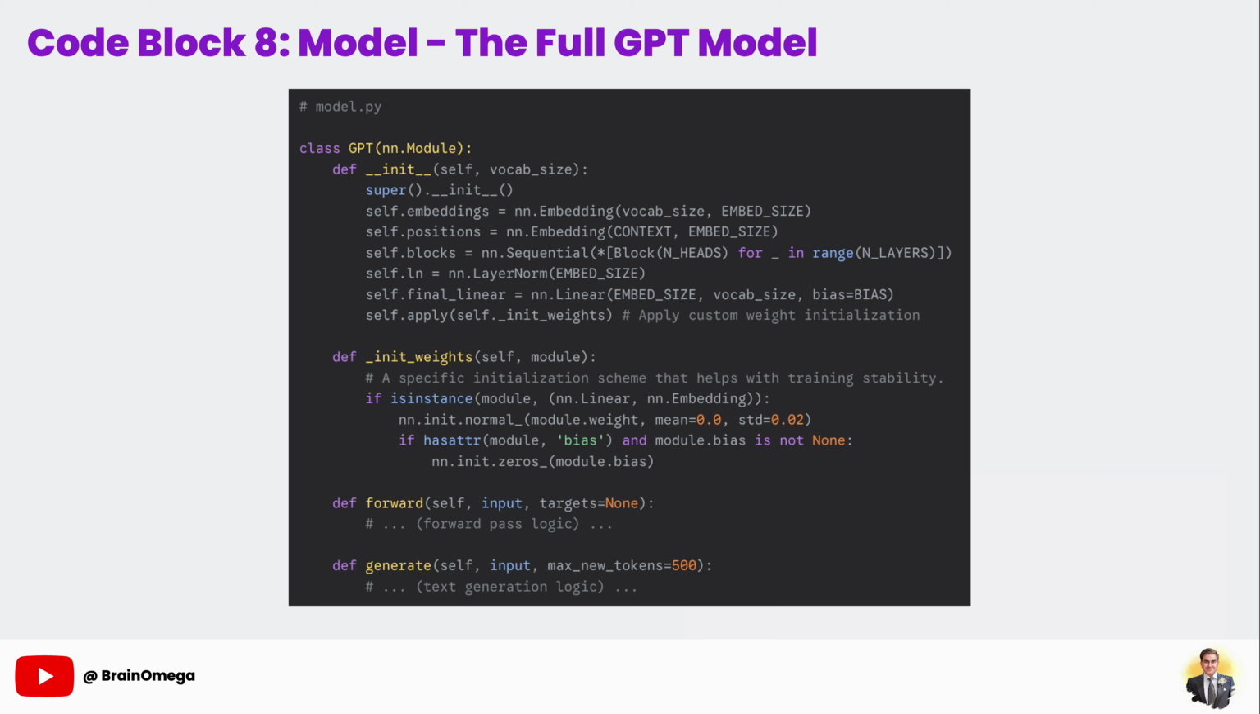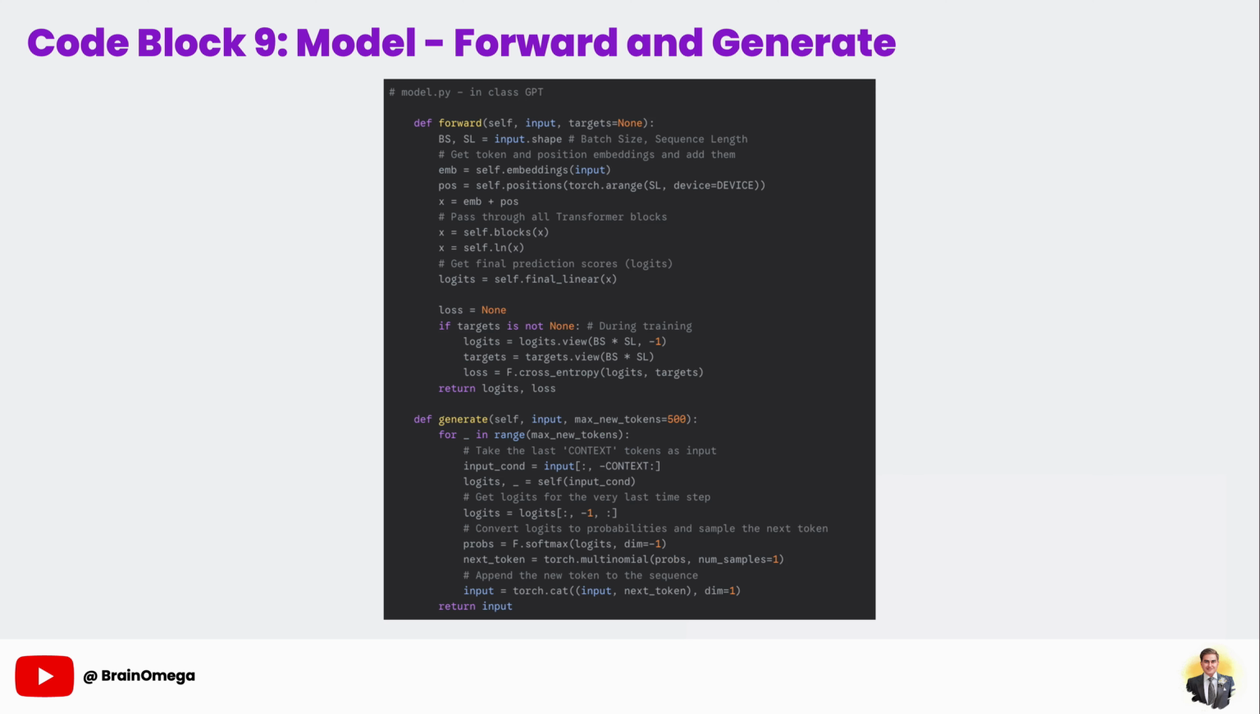Then, we create our blocks by making an nn.Sequential container with n_layers copies of our block class. This is the deep part of our network. After the blocks, a final layer norm and a final linear layer project the output back to the size of our vocabulary, giving us a score for every possible next token. Finally, notice the init_weights method. We're not just using the default random weights. We're applying a specific initialization scheme that is known to work well for training transformers, which helps our model converge more smoothly during training.